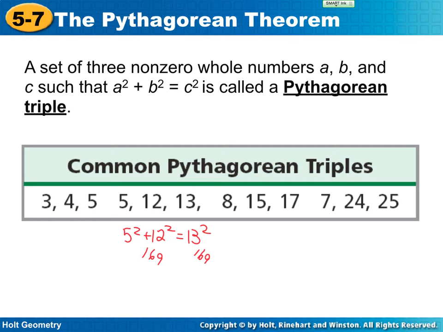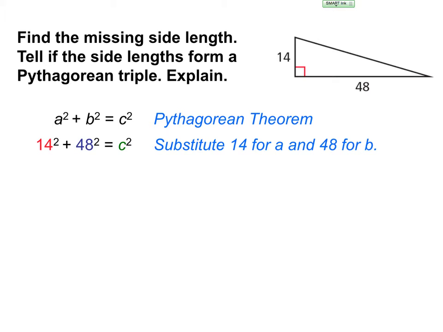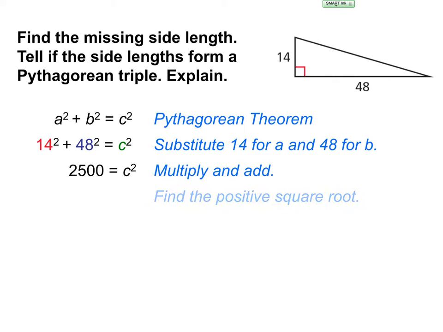Is there a clarifying question? Got it figured out? Okay, so let's try. Find the missing side and tell if the sides form a Pythagorean triple. We've been doing a lot of Pythagorean theorem, so let me show you the missing side. Okay, there's how we would set it up. And when we solve, we get the missing side to be 50. So is there a Pythagorean triple here? 14, 48, and 50. All integers, all whole numbers, yes. That would be, from the chart, didn't I have 7, 24, 25? Okay, so this is that times 2.